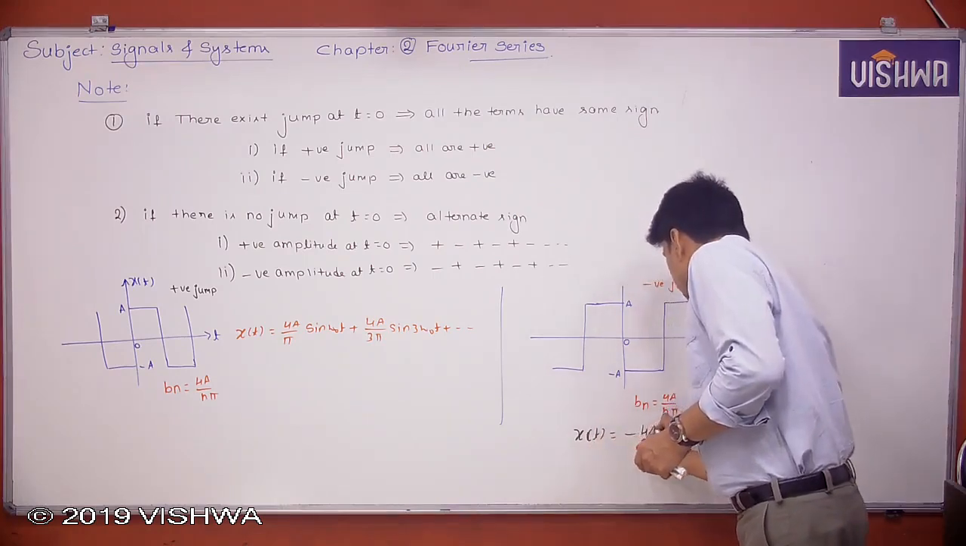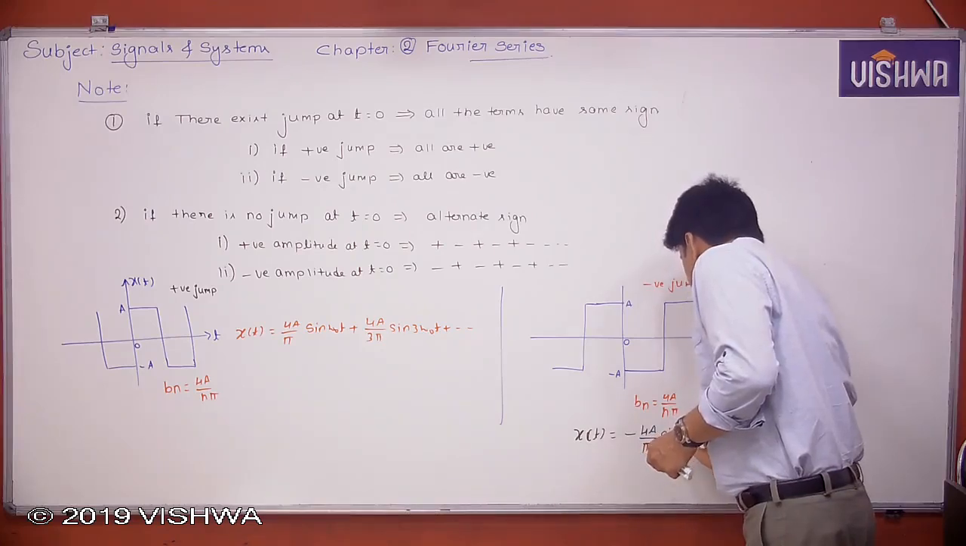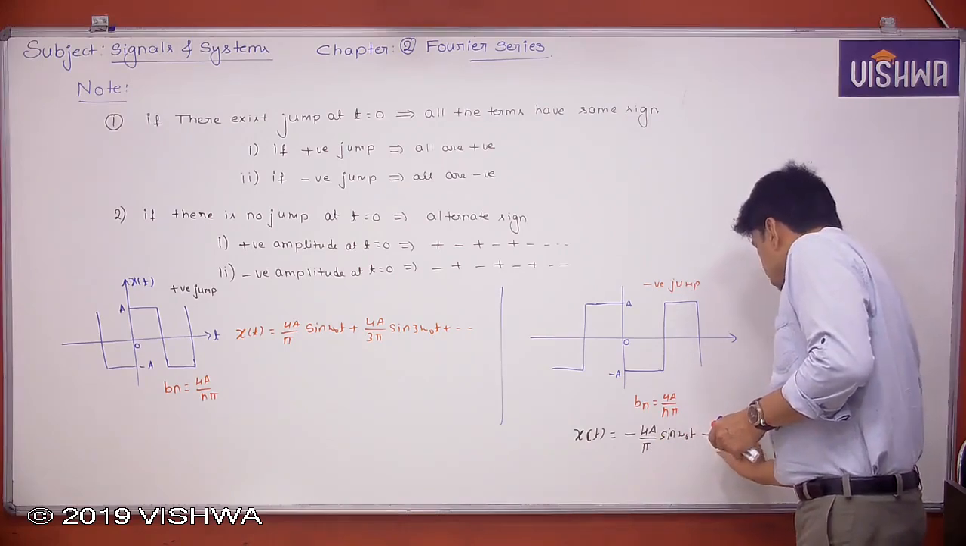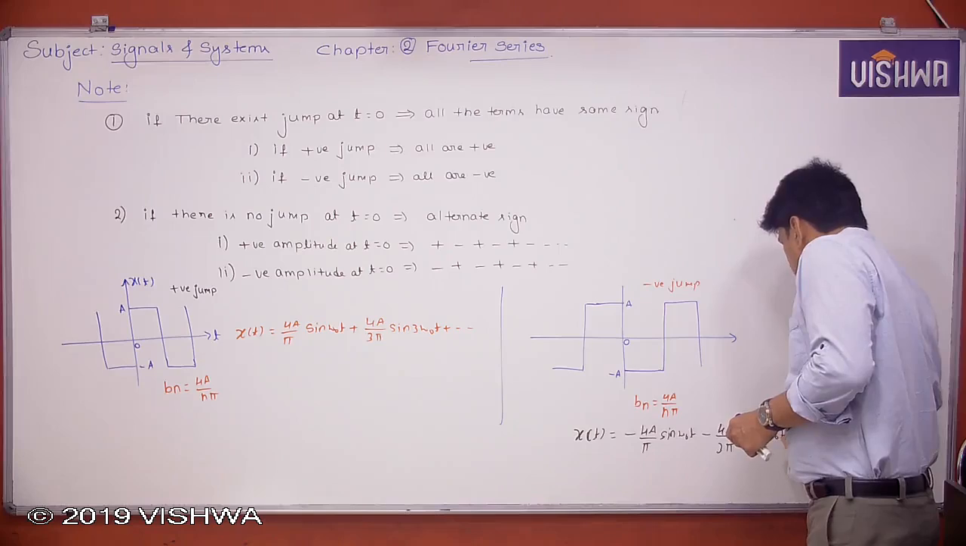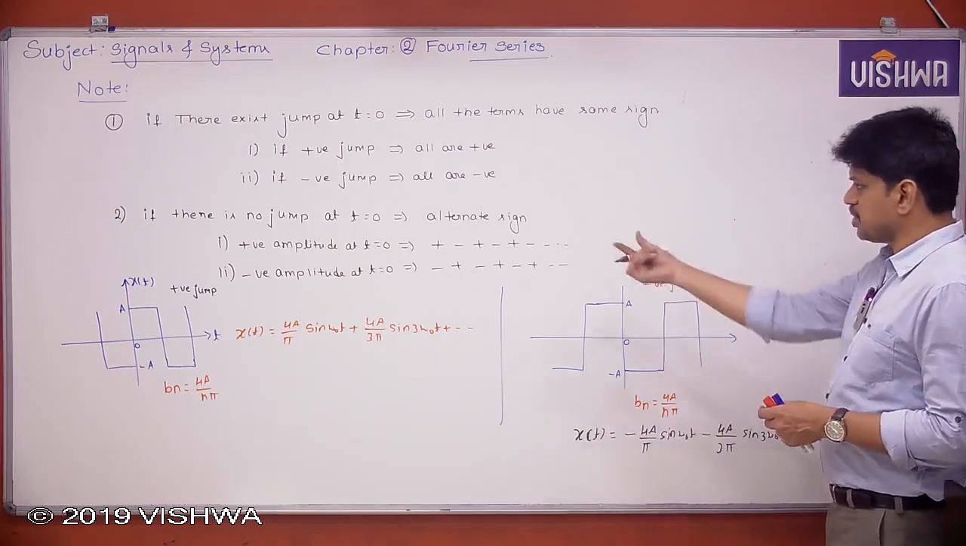minus 4a by pi sine omega naught t minus 4a by 3 pi sine 3 omega naught t minus, and so on. Like that we have to write. First take down this, then we will see that second point also.